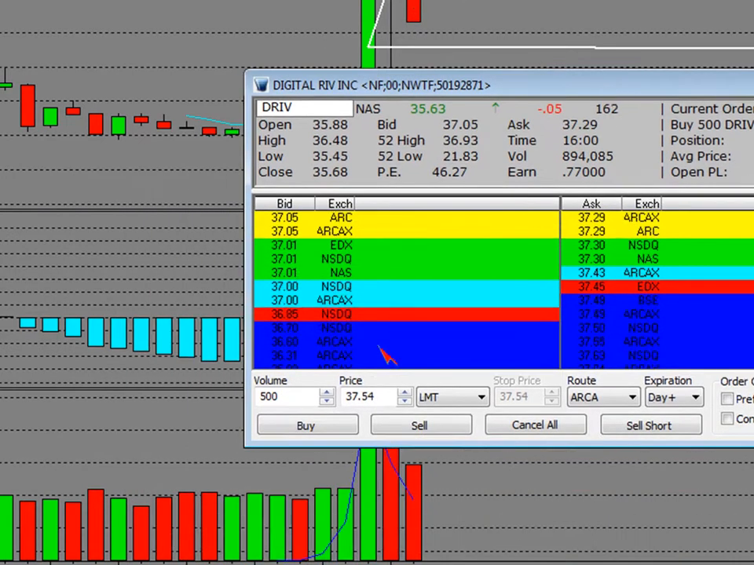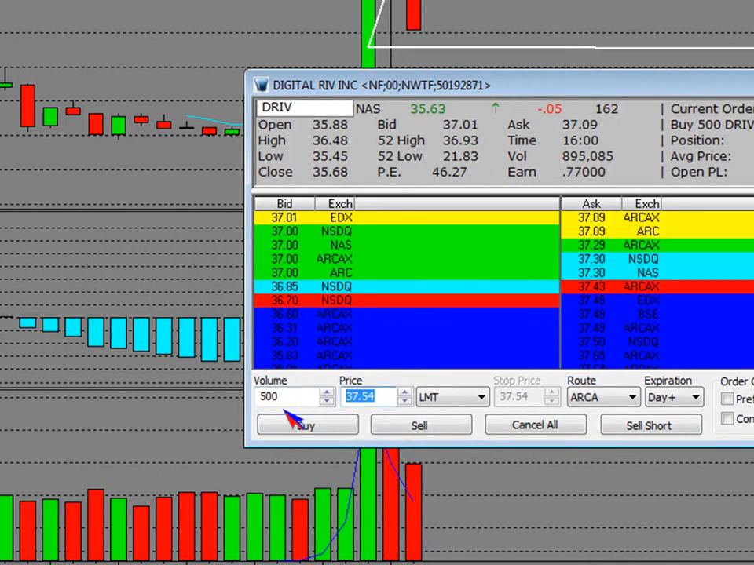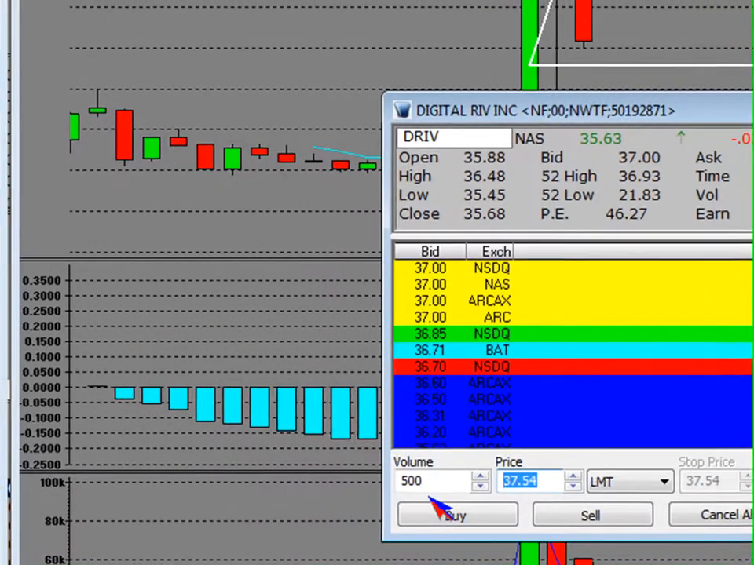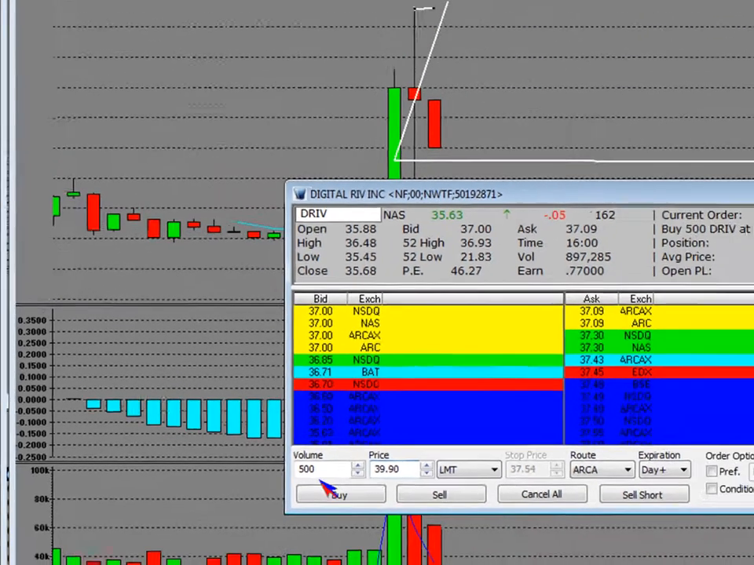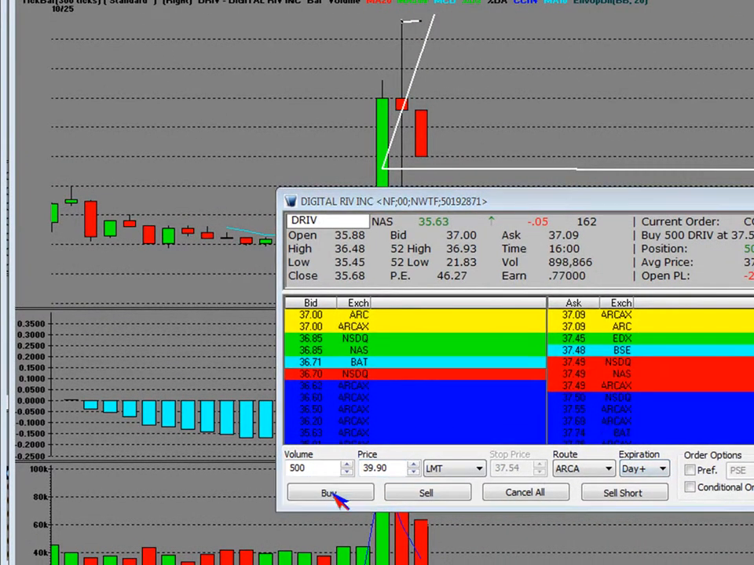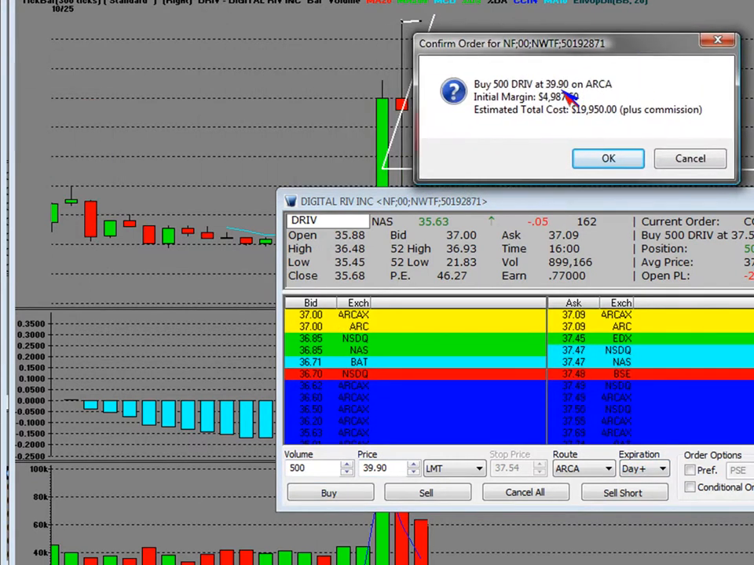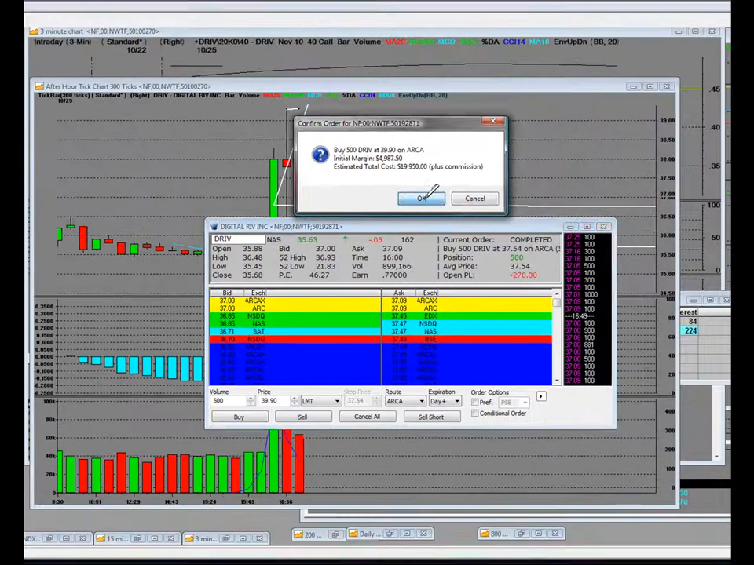But I'm also another buyer of another 500 shares right here, MMTs. And I'm going to give you my bid. That's going to be 35.90. And I'm going to put that order out, day plus MMTs. And there it is. There it is right now, MMTs.